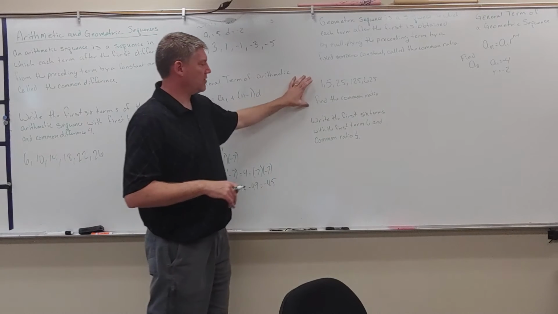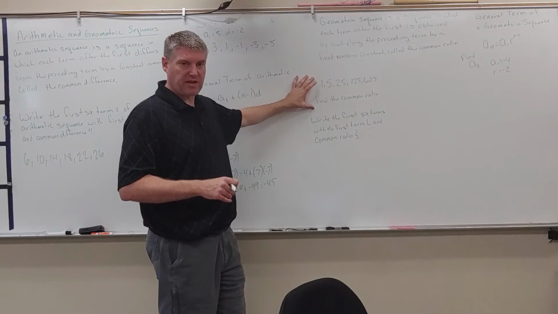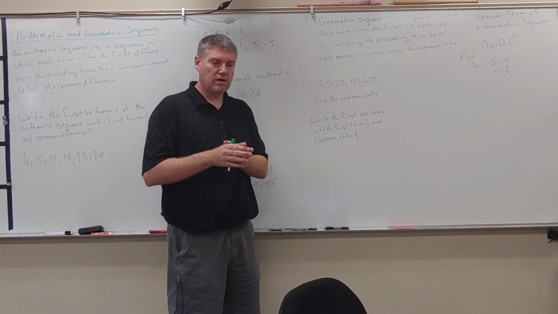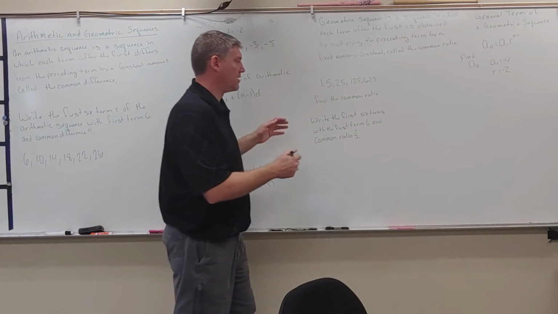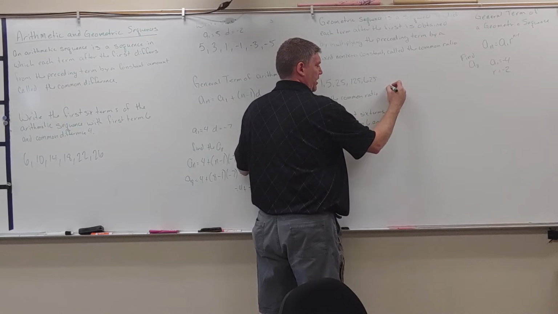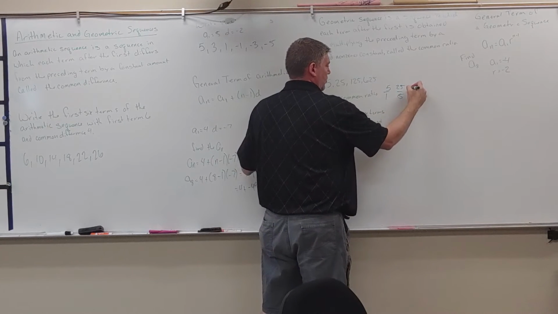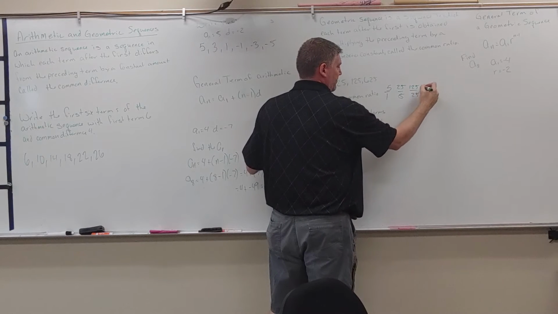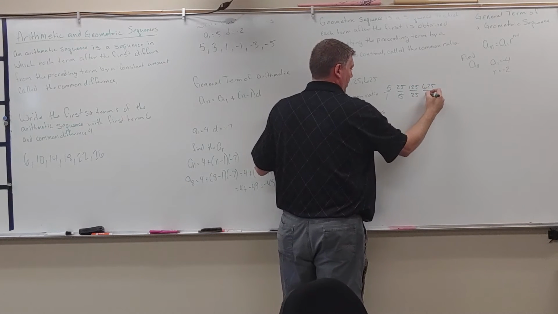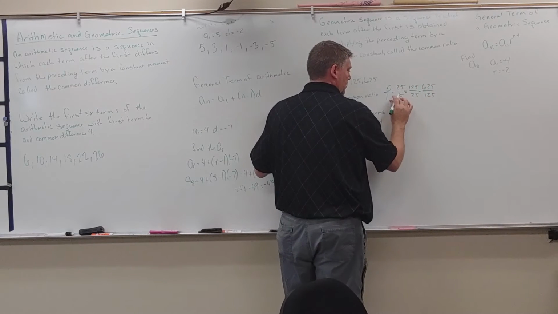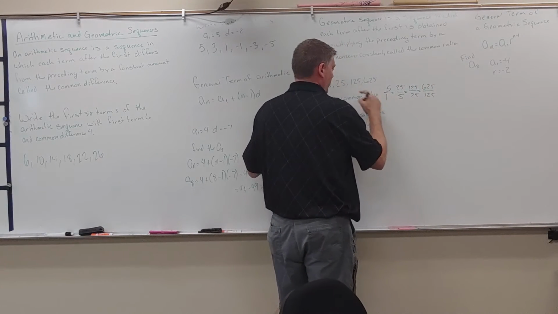If I were to look at this and find my common ratio, what I do is I take the value and divide by the preceding one. So to find my common ratio, here I go 5 over 1, 25 over 5, 125 over 25, 625 over 125. And these all have to equal each other. So my common ratio on this one is 5.